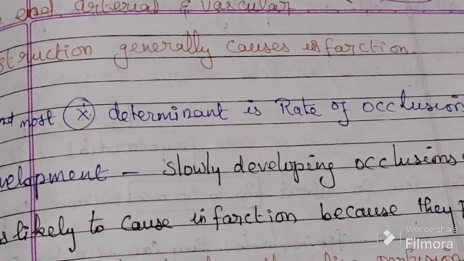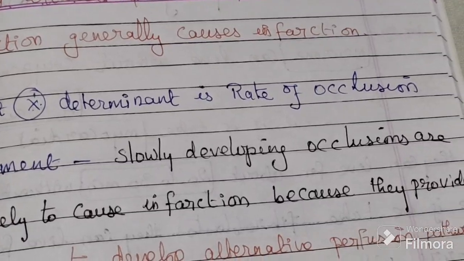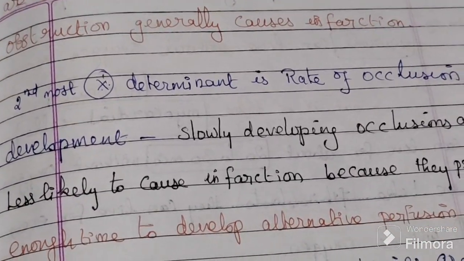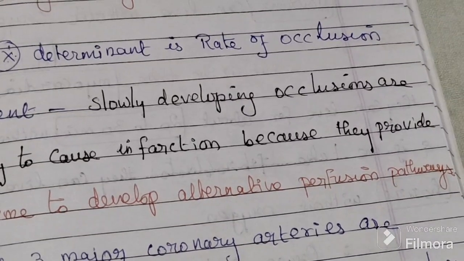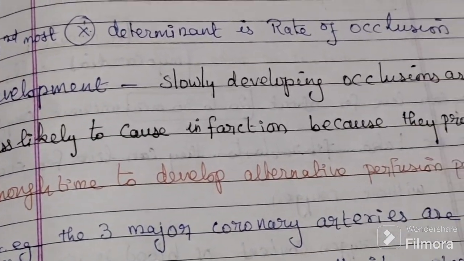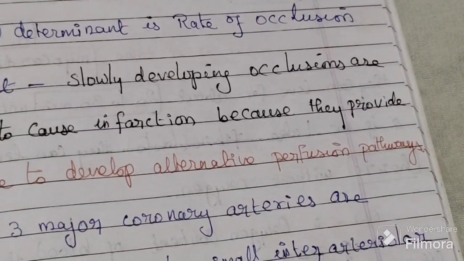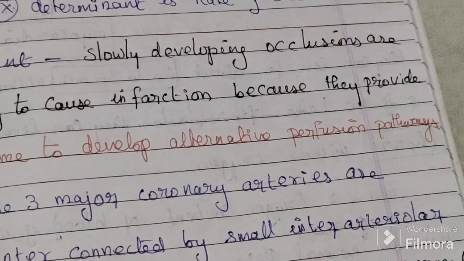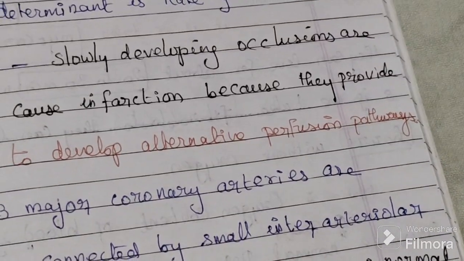The second most important determinant is the rate of occlusion development. Slowly developing occlusions are less likely to cause infarction because they provide enough time to develop alternative perfusion pathways.